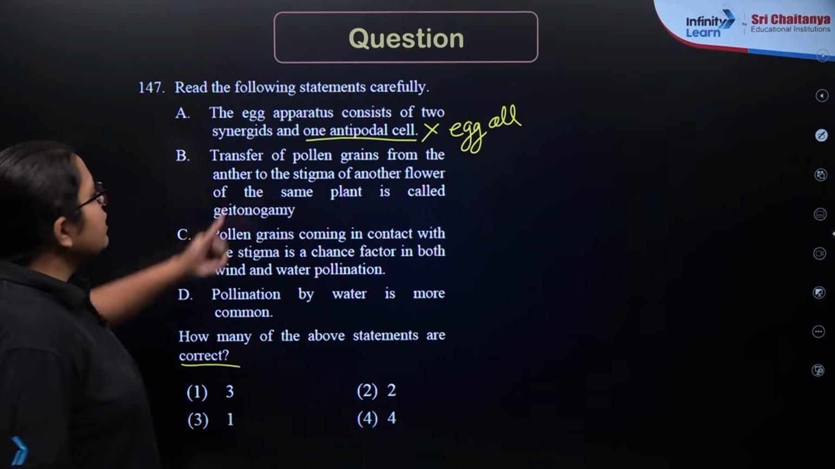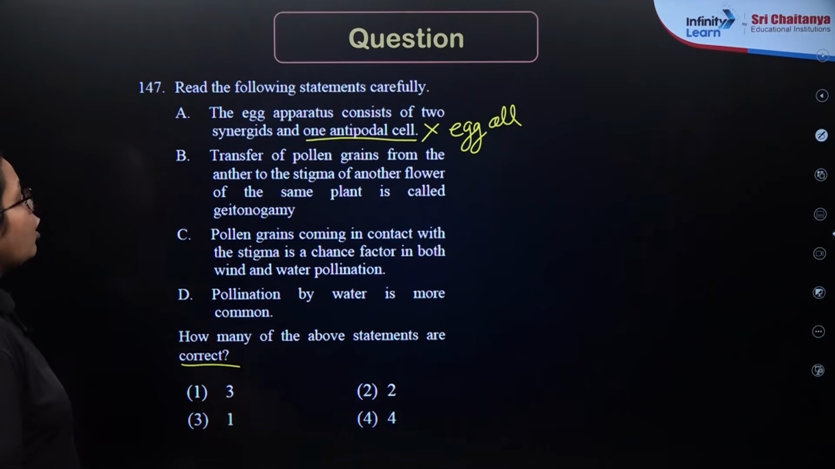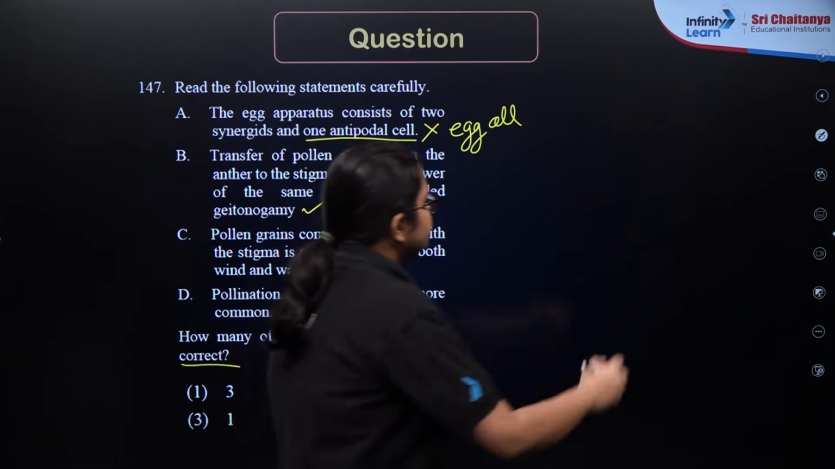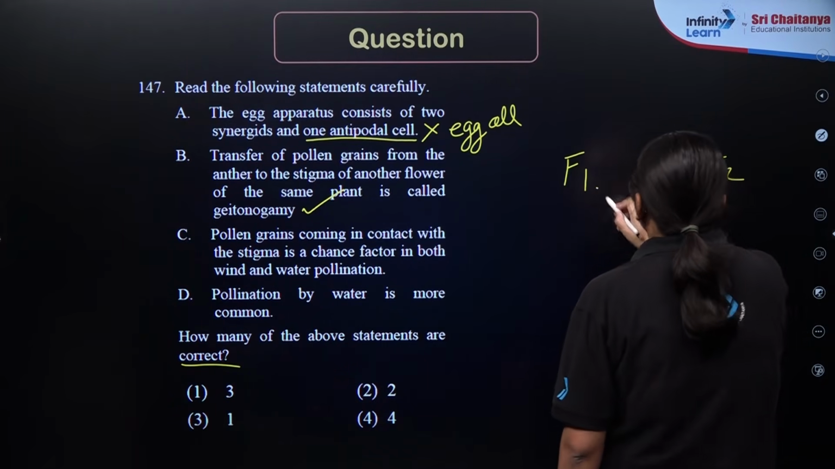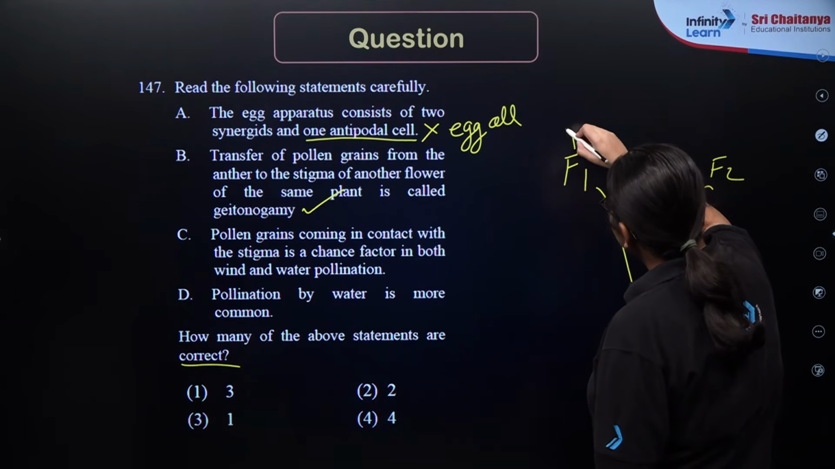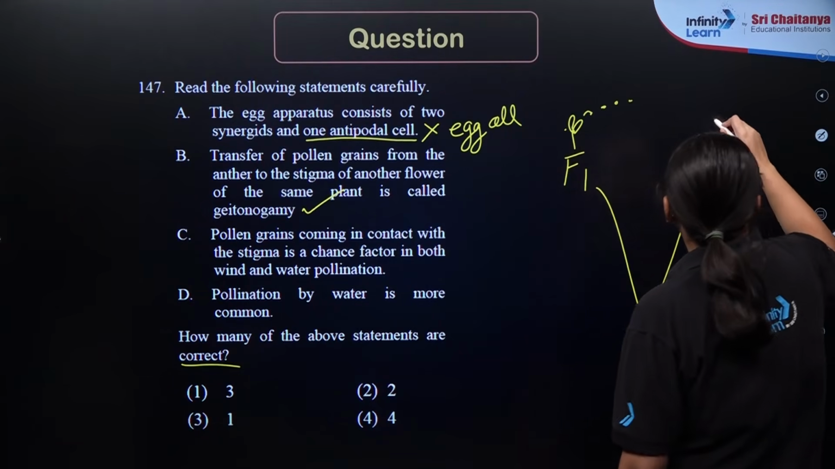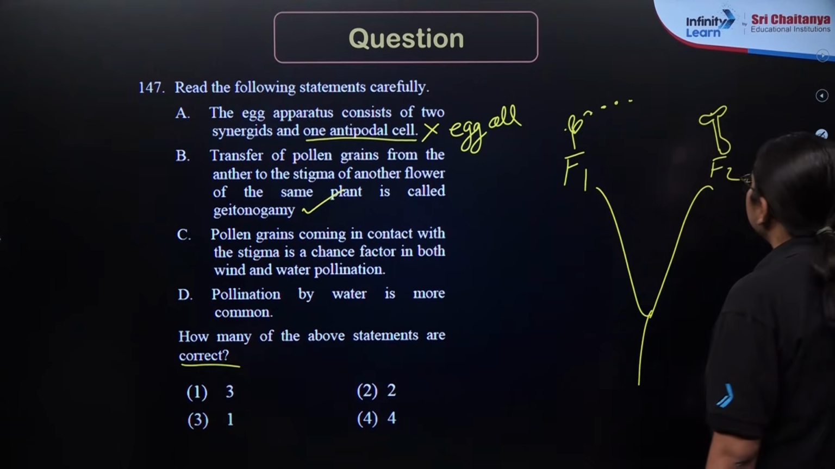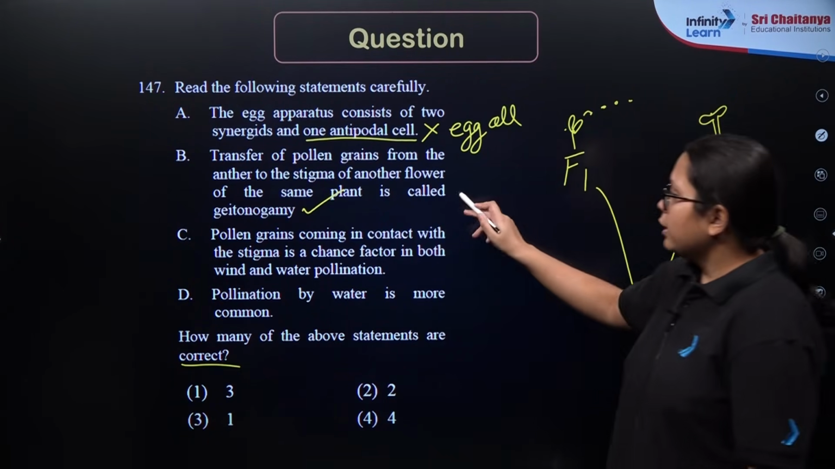Next one. Transfer of pollen grains from anther to the stigma of another flower of the same plant is called geitonogamy, which is correct. For example, this is your flower number 1, this is your flower number 2, but they are on the same plant. So from anther, pollen grains are transferred to the stigma of another flower, but they are on the same plant. So this is your geitonogamy. So this is correct.